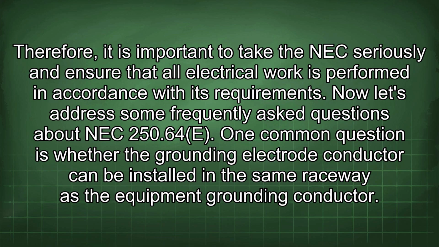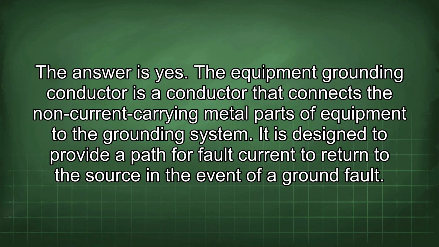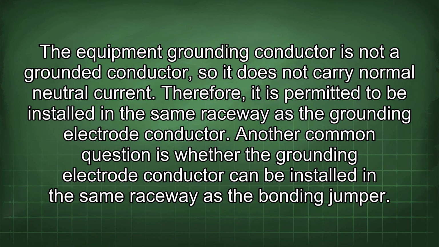its requirements. Now let's address some frequently asked questions about NEC 250.64e. One common question is whether the grounding electrode conductor can be installed in the same raceway as the equipment grounding conductor. The answer is yes. The equipment grounding conductor is a conductor that connects the non-current carrying metal parts of equipment to the grounding system. It is designed to provide a path for fault current to return to the source in the event of a ground fault. The equipment grounding conductor is not a grounded conductor, so it does not carry normal neutral current. Therefore, it is permitted to be installed in the same raceway as the grounding electrode conductor.